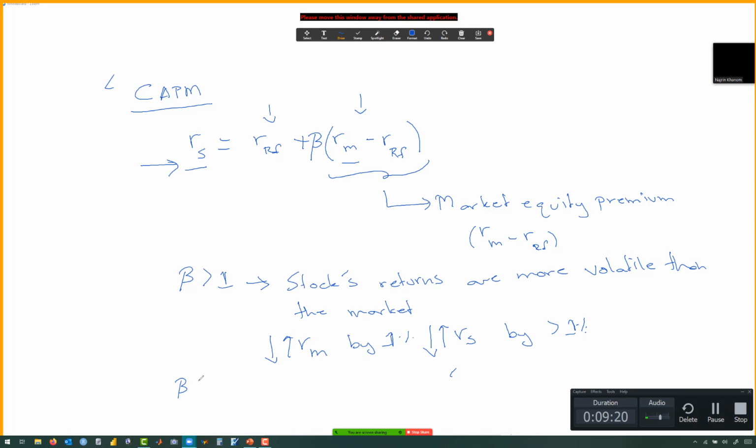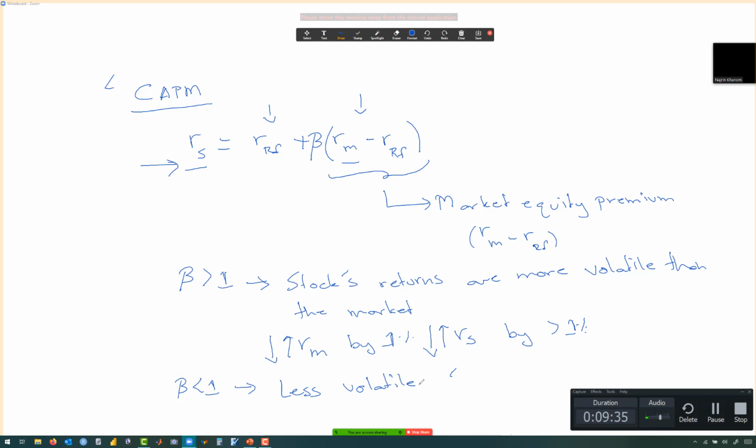On the other hand, if your beta is less than 1, that means it is less volatile than the market. So if it's the other way around, if your market return goes up by 1%, the stock's return would go up by less than 1%. Right? If you have a negative beta, that means it's moving in the opposite direction. So that's it. That's your capital asset pricing model. And you can use the capital asset pricing model to estimate what the return for a stock should be for a well-diversified portfolio.